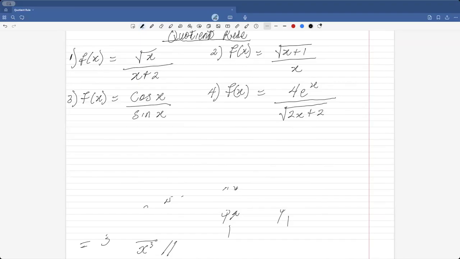And the final one, number 5, we have f(x) equals x cubed over 2x to the power of 4 plus x to the power of 3. So that is it for this video.